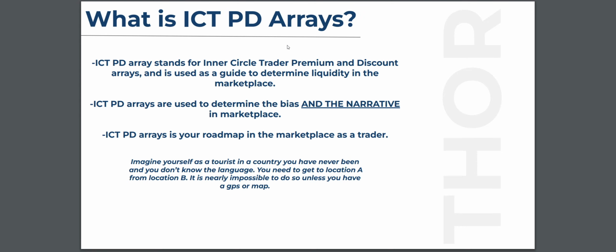So, what is an ICT PD array, first of all? ICT PD arrays essentially stands for premium discount arrays, right? And we use the PD arrays as a guide to determine liquidity in the marketplace. The reason for the importance of PD arrays is basically determining the liquidity, right? Because the market is moving from liquidity to liquidity, or from an imbalance or an inefficiency to another liquidity level, right?